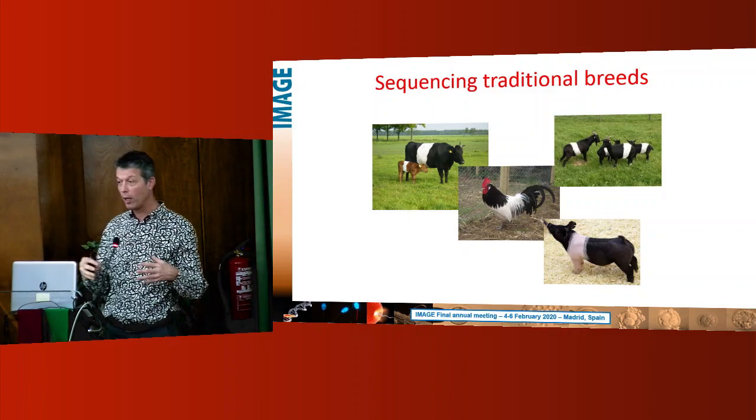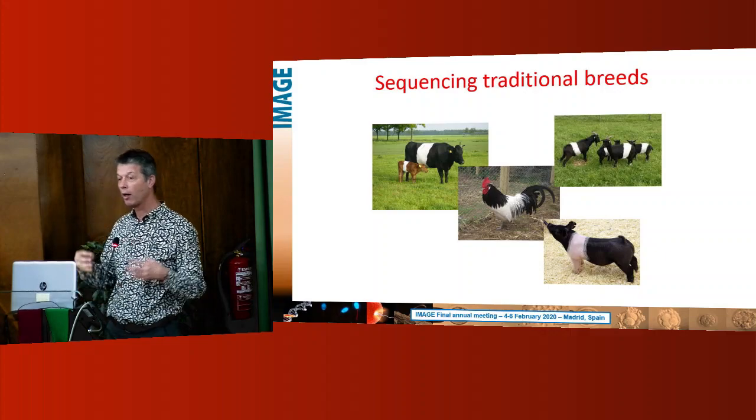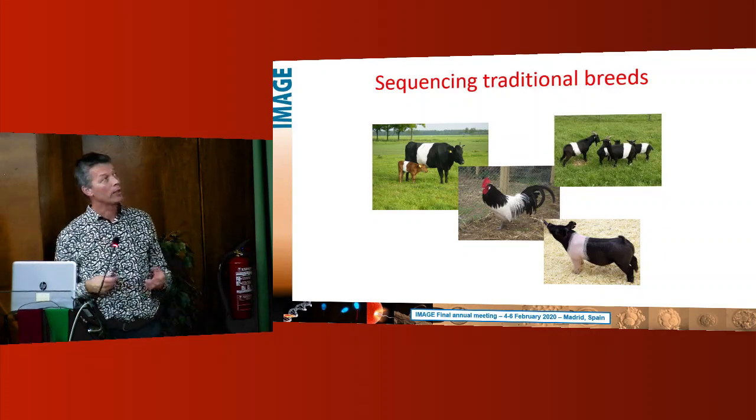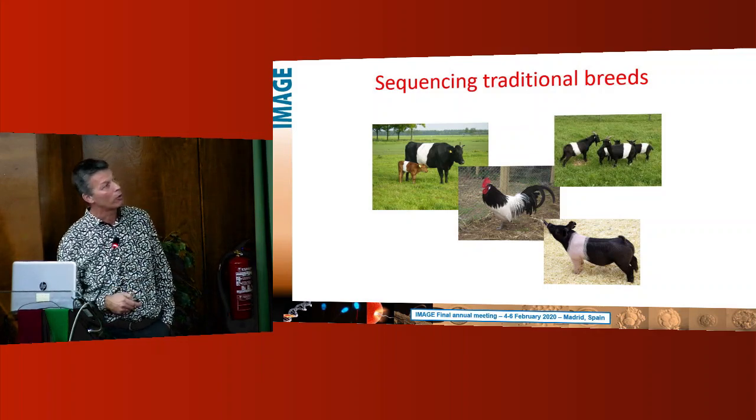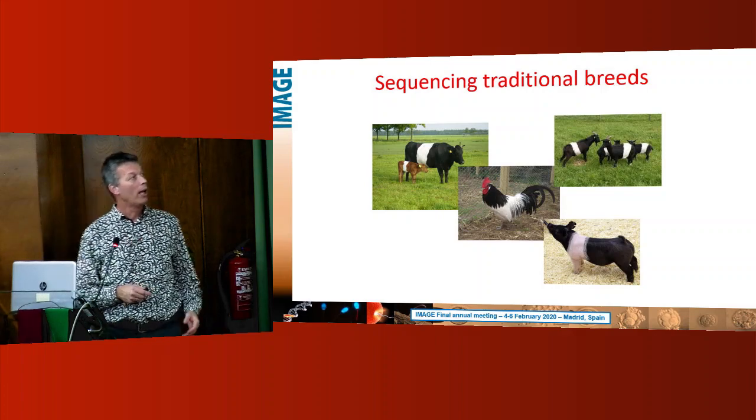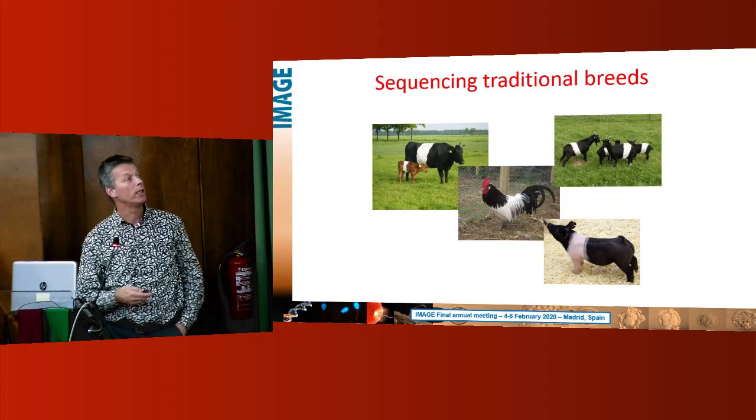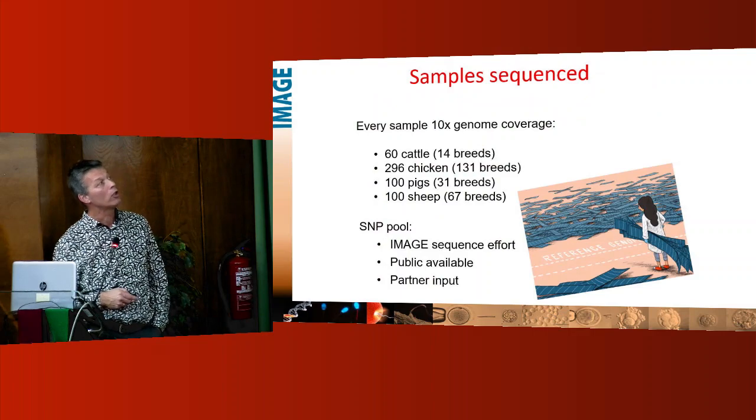But first of all, we want to capture more variation, because most of those arrays which are there are biased to commercial populations. So what we did in Work Package 4 also is that we sequenced traditional breeds, an example of which are the ones in cattle, chicken, pigs and goats, as examples of variation of animals which we sequenced in more depth. So what did we do?